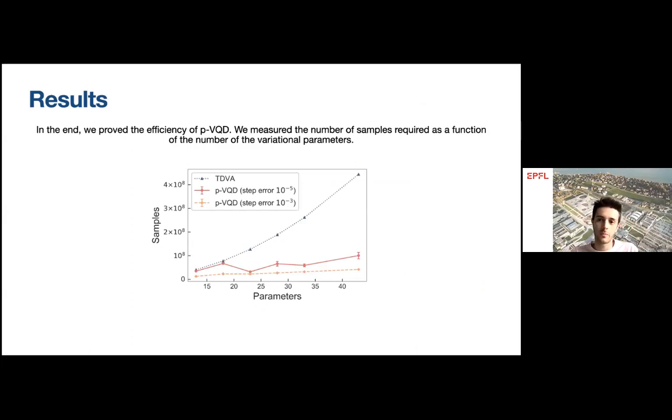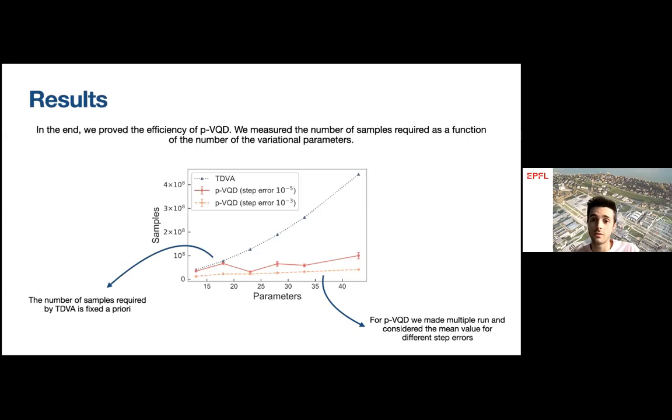And then in the end, we also proved the efficiency. So we increased the number of parameters, and we evaluated how many samples we needed to complete the time evolution. As you can see, the number of samples required by the TDVA is fixed. It does not show error bars, because it's not iterative, it's fixed. While the PVQD is iterative, so we did multiple runs, and we also fixed the step error, and we evaluated how many samples we needed.